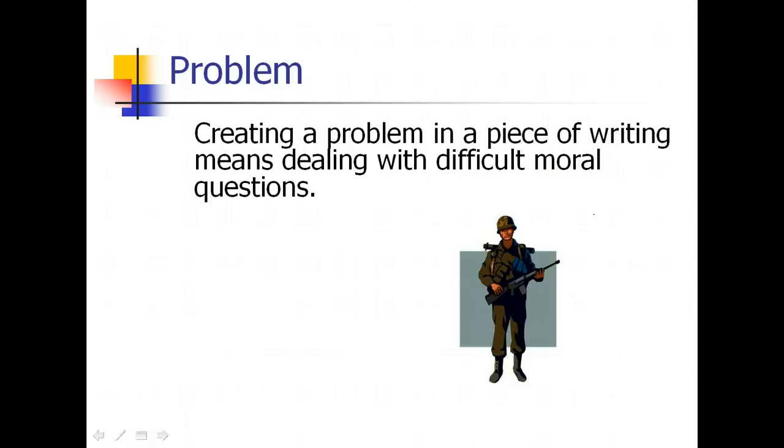Creating a problem in a piece of writing means dealing with difficult moral questions. An example of this in a story could be, should I lie to my mother so that my brother can join the army? A lie is generally considered to be bad. However, loyalty to a brother could be considered good. This question is complex because it deals with more than one problem: the lie, loyalty to one's mother, loyalty to one's brother, and whether or not joining the army is a good idea.